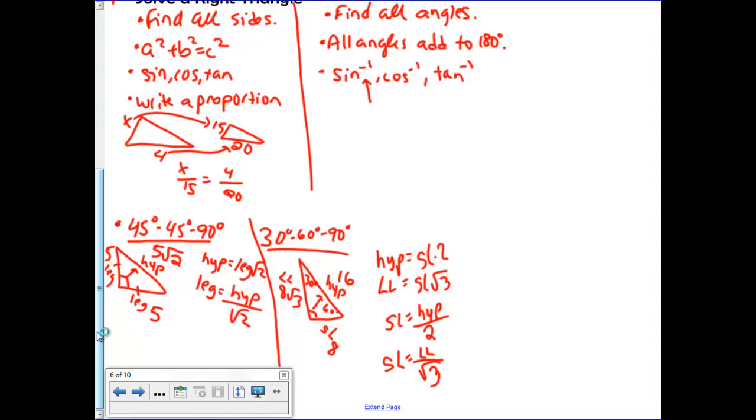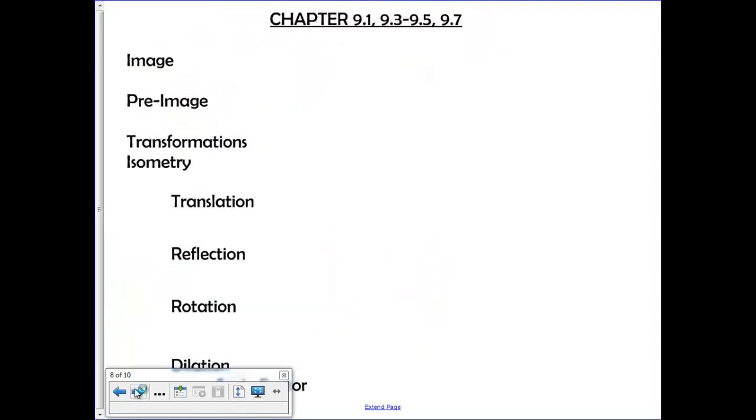Chapter 7. We got chapter 7. Chapter 9, this is what we just touched on. This is what we left off on. This will go pretty quick. We have image and we have pre-image. Image is always the new one, right? It's the one that comes after. It's the new figure. Pre-image is the original one, or the first one we start with.